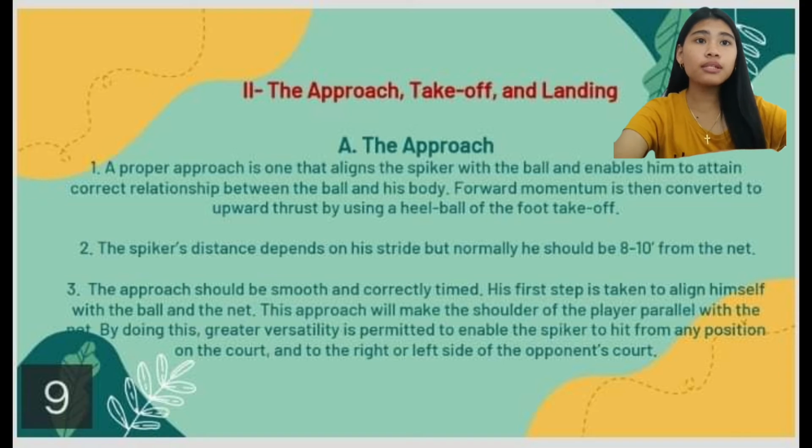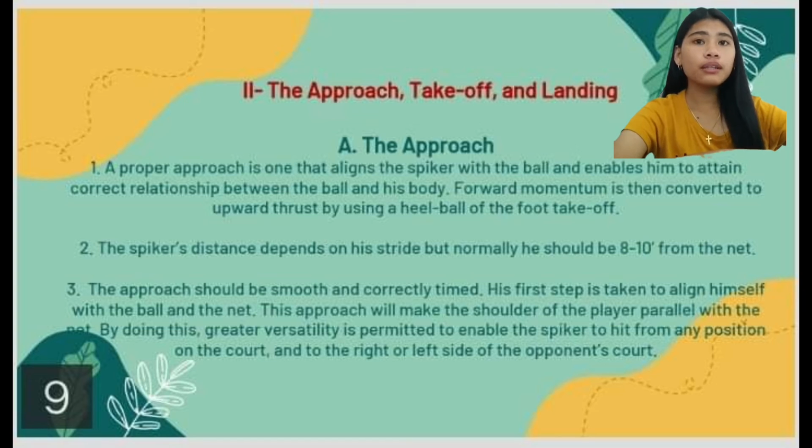His first step is taken to align himself with the ball and the net. This approach will make the shoulder of the player parallel with the net. By doing this, greater versatility is permitted, enabling the spiker to hit from any position on the court and to the right or left side of the opponent's court.